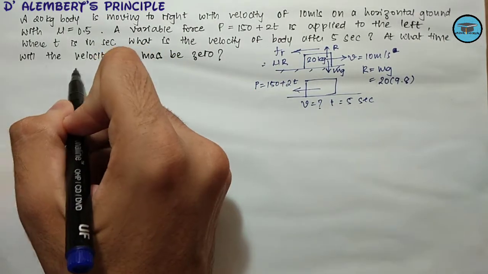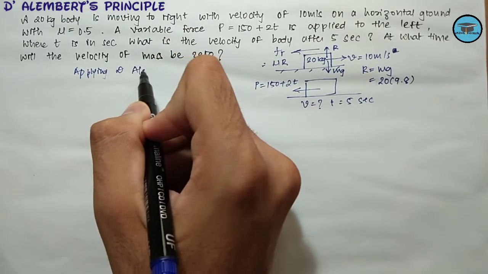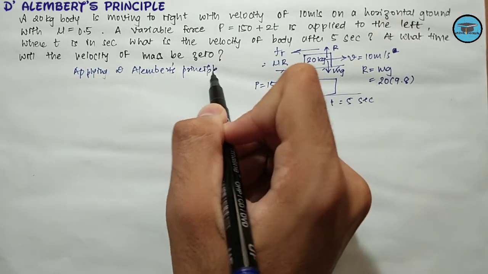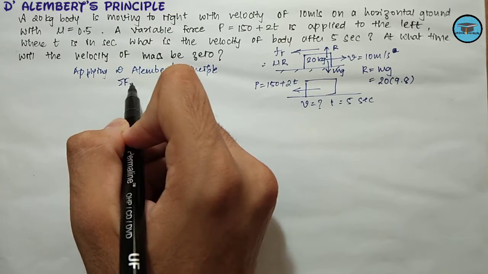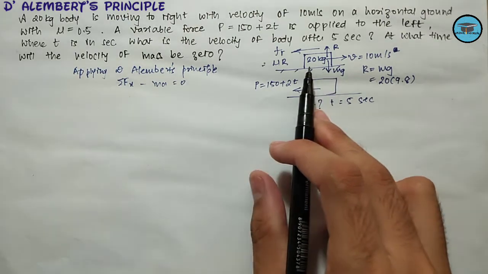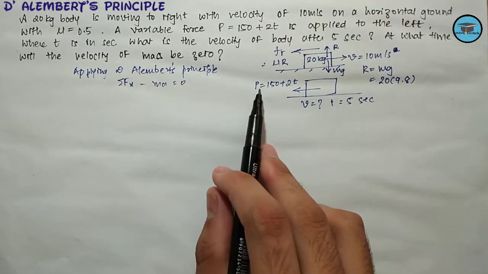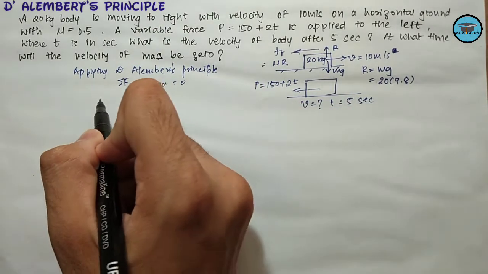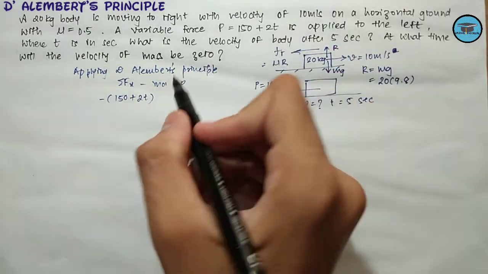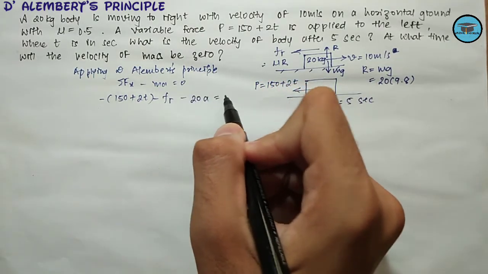Now applying D'Alembert's principle in the x direction: sigma Fx minus m into a equals 0. The forces in the direction of the motion we consider positive, and the forces in the opposite direction of the motion we consider negative. So P is acting in the opposite direction, so minus (150 plus 2t), minus the frictional force, and minus mass, that is 20 into a, equals 0.